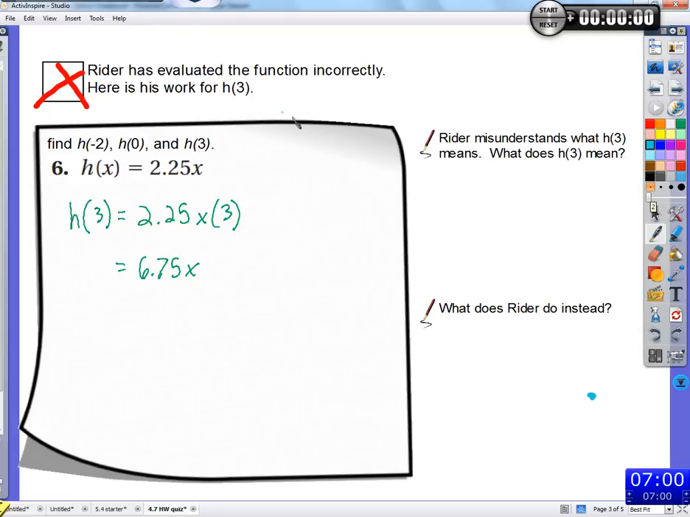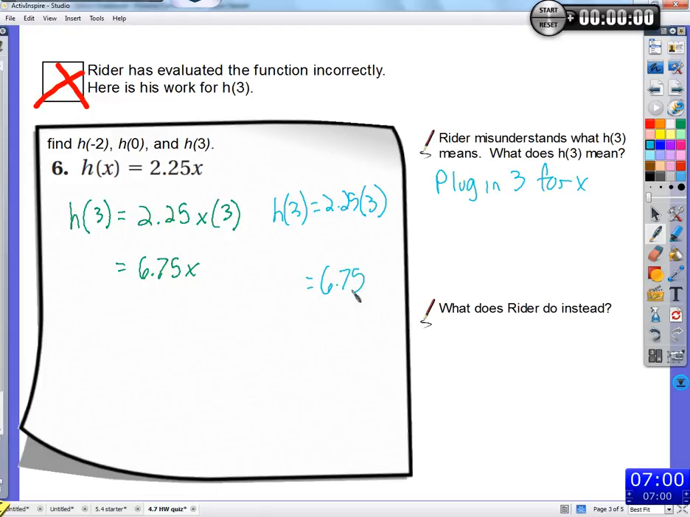So what does it mean? Plug in 3 for x. So that's what it means. So we can do that. H of 3 means plug in 3 for x. Okay, and so I'll multiply 2.25 times 3 and I'll get 6.75.